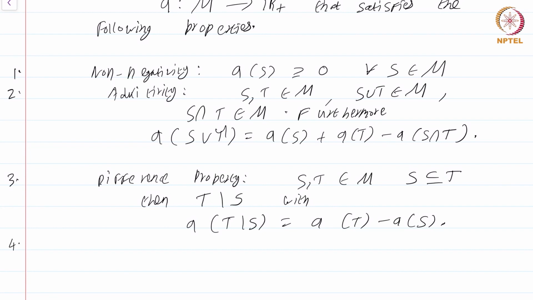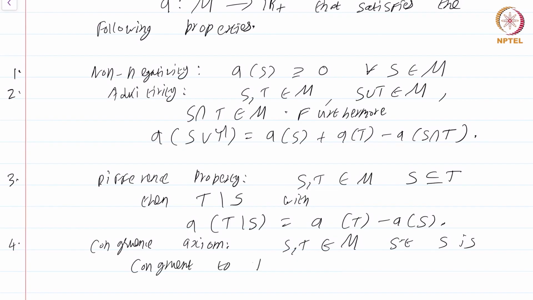Congruence axiom. Suppose S, T are in M such that S is congruent to T. Now, what does S is congruent to T actually mean? Well, it means the following.